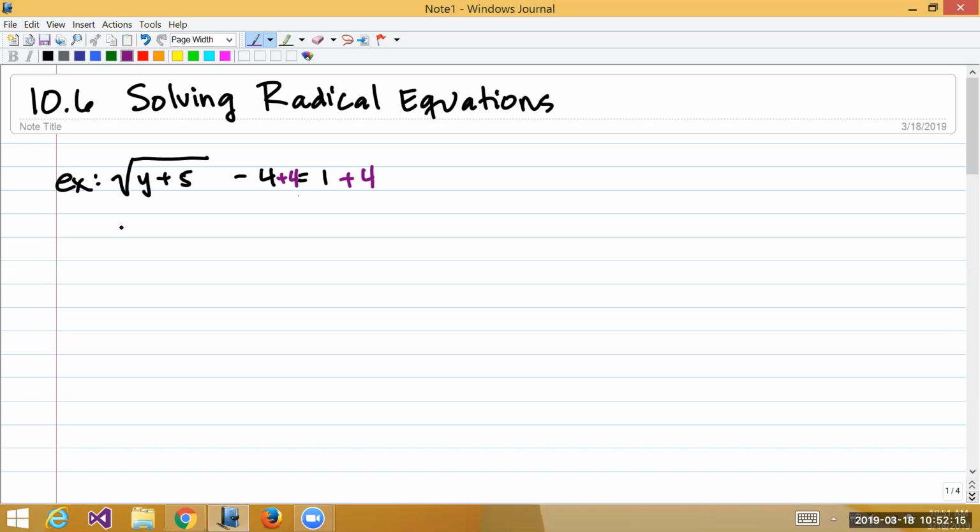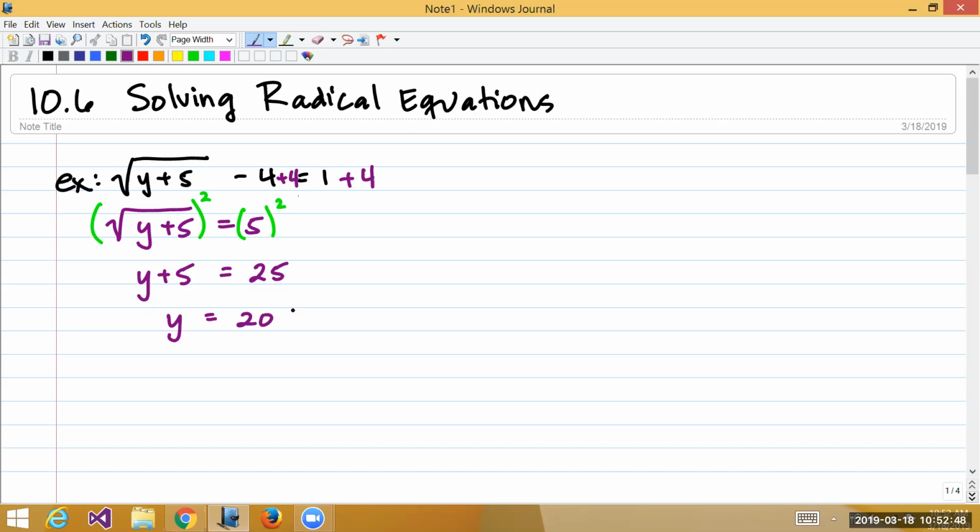So that leaves us with the square root of y plus 5 equals 5. Now we want to get rid of the square root sign. So we have to do its inverse operation. The inverse operation of square root is squaring. And remember, we must maintain the balance. So if I square the left side, I must square the right side. So now we're left with y plus 5 on the left side equals 25. And now we simply subtract 5 from both sides. So we have y equals 20.